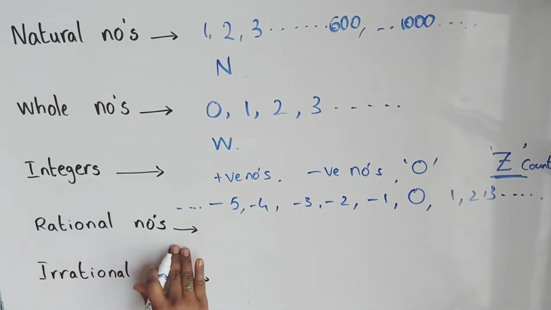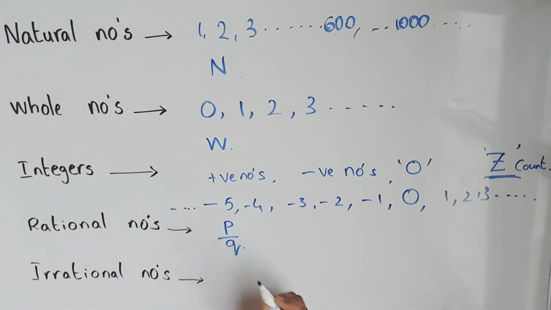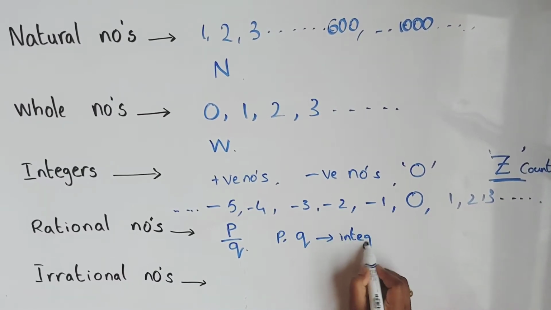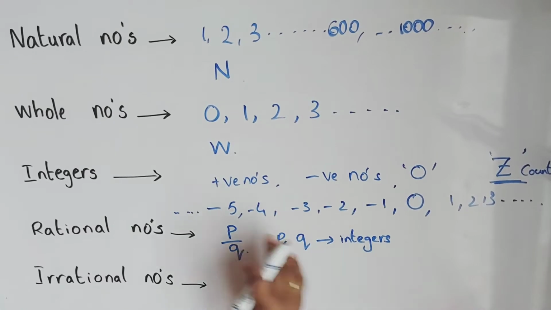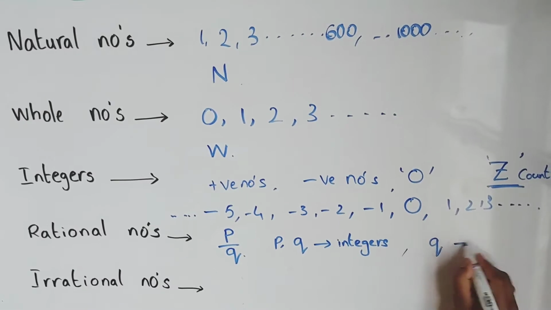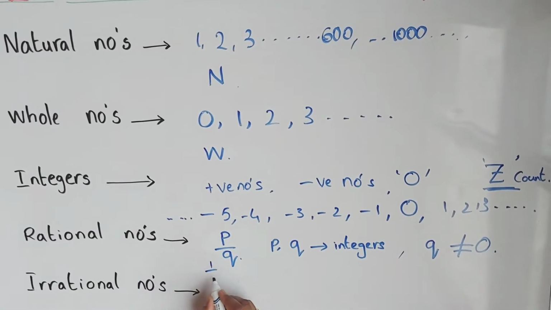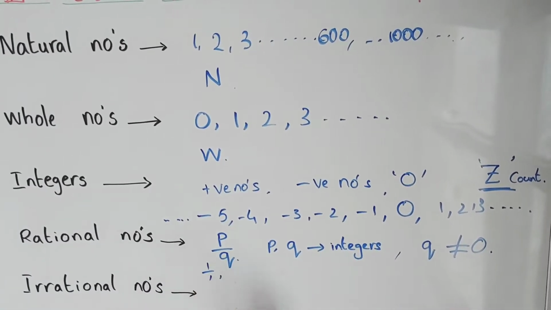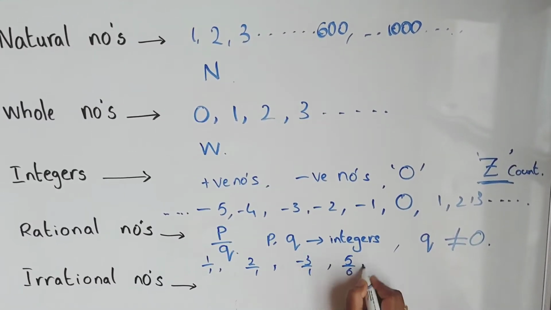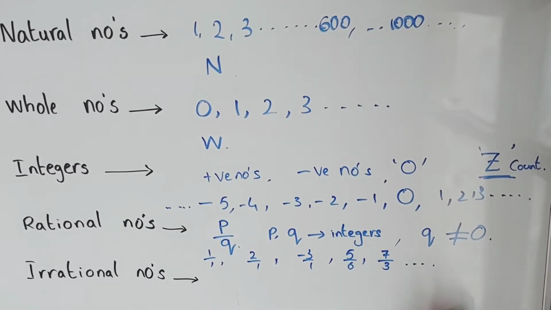What are the rational numbers? Rational numbers are those numbers which we can write in the form of P by Q. Here P and Q both are integers. Integers means we have positive numbers, negative numbers and 0. But here one more rule, Q is not equal to 0, children. Okay, let us have some examples. 1 by 1, 1 is also a rational number, 2 by 1, minus 3 by 1, 5 by 6 and 7 by 3. These are all rational numbers.